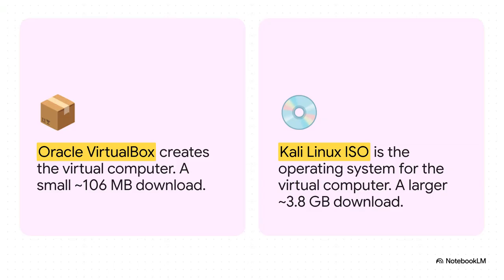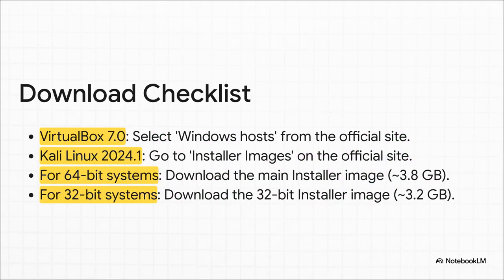So let's just be super clear on what these 2 files do, because it's pretty important. Think of it like this: Oracle VirtualBox, that's the box, the virtual computer itself. The Kali Linux ISO, which you'll notice is a much bigger download, that's the actual operating system we're going to put inside that box. So when you go to download for VirtualBox, make sure you click the Windows Hosts link.